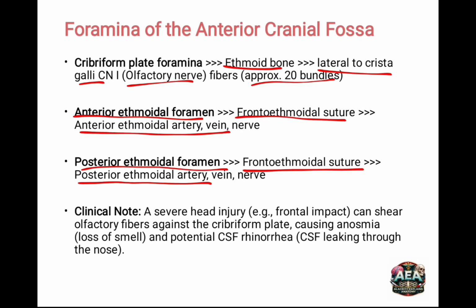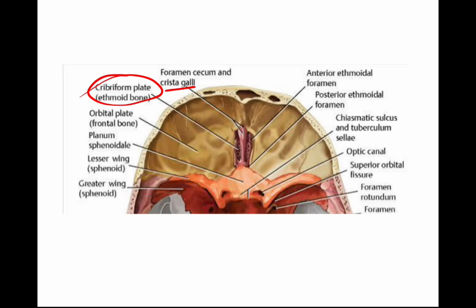Like I said earlier, a severe head injury, for example a frontal impact, can shear the olfactory fibers against the cribriform plate, causing anosmia, which is loss of smell, and a potential CSF rhinorrhea, which is cerebrospinal fluid, CSF, leaking through the nose. Any fracture to the frontal bone, a frontal impact, or a shear force to the base of the anterior cranial fossa can cause any of these. This is our anterior ethmoidal foramen, as you can see here, and this is our posterior ethmoidal foramen.